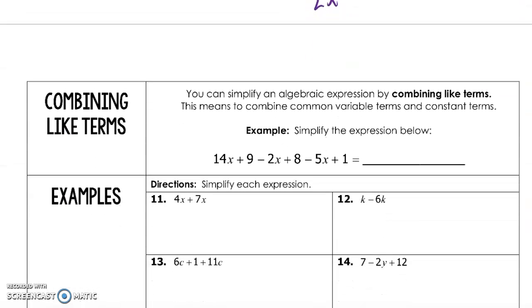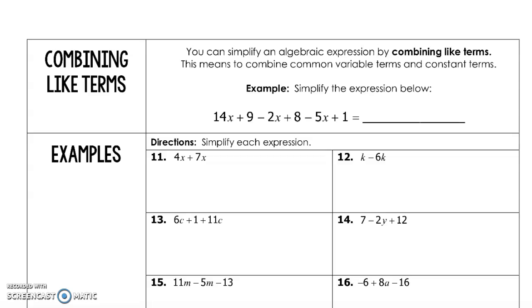The main thing we want to do with expressions is simplify them. So as you can see, it says you simplify them by combining like terms. So you need to find the things that match. Whatever has the same variable has to go together, and then your constant terms go together.